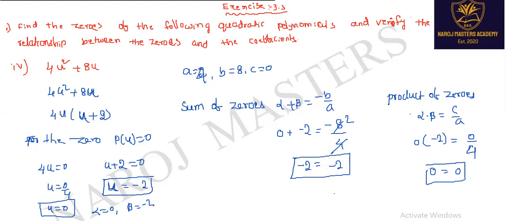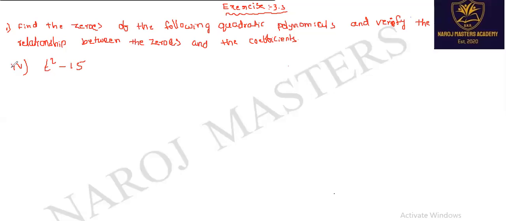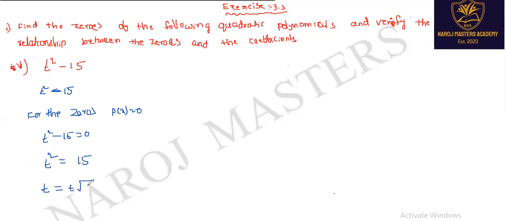Now look at the next bit. Now look at bit number 5. t square minus 15. Then for the zeros of the polynomial, p of x is equal to 0. Then t square minus 15 equal to 0, then t square is equal to 15. t is equal to plus or minus under root of 15. Okay. Means one is plus root 15, another is minus root 15, the t values.